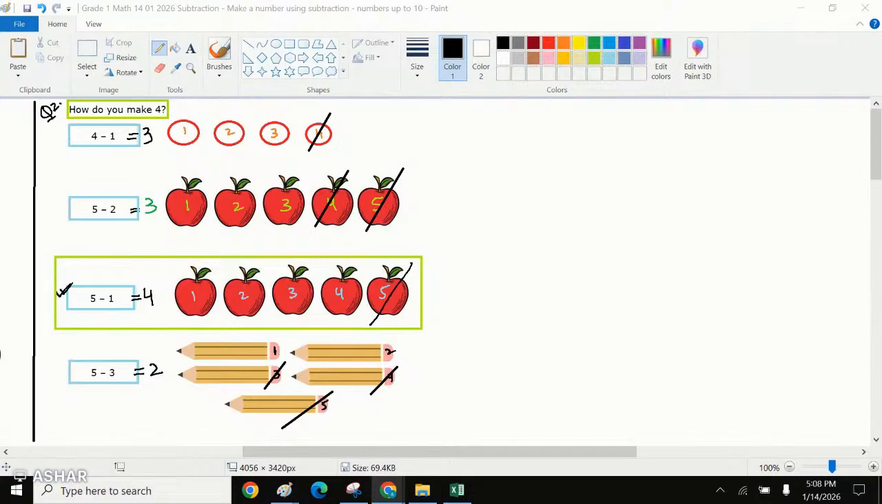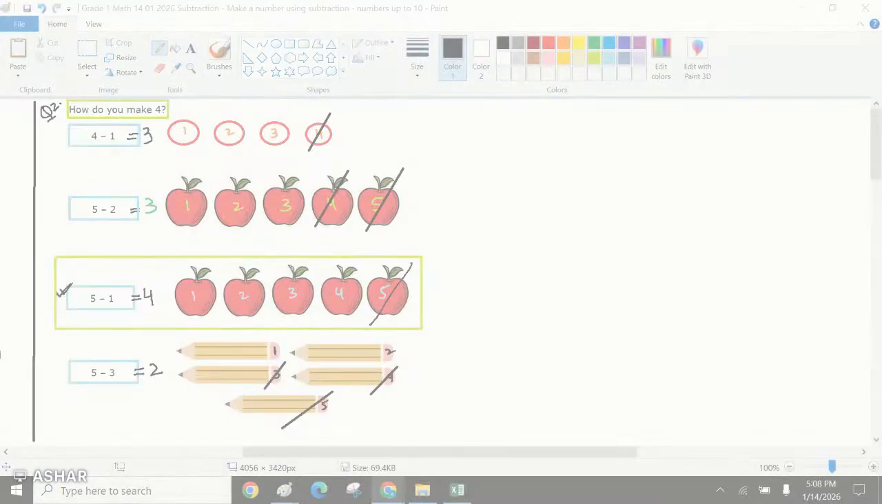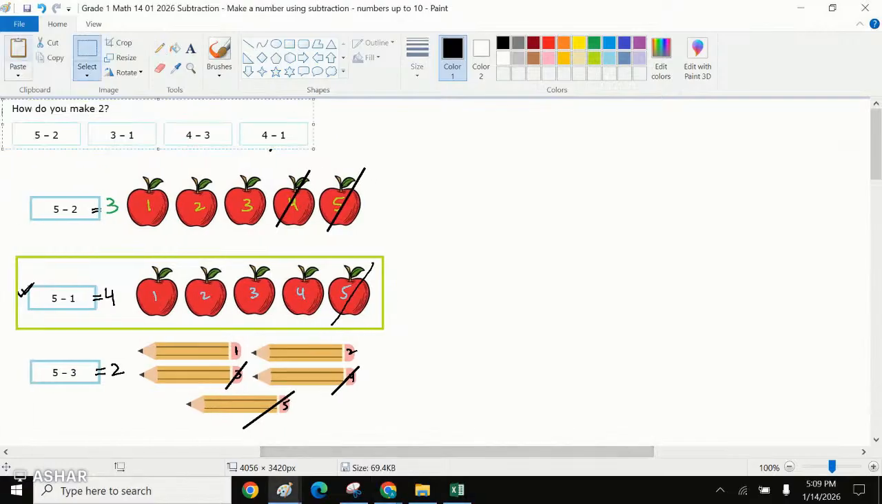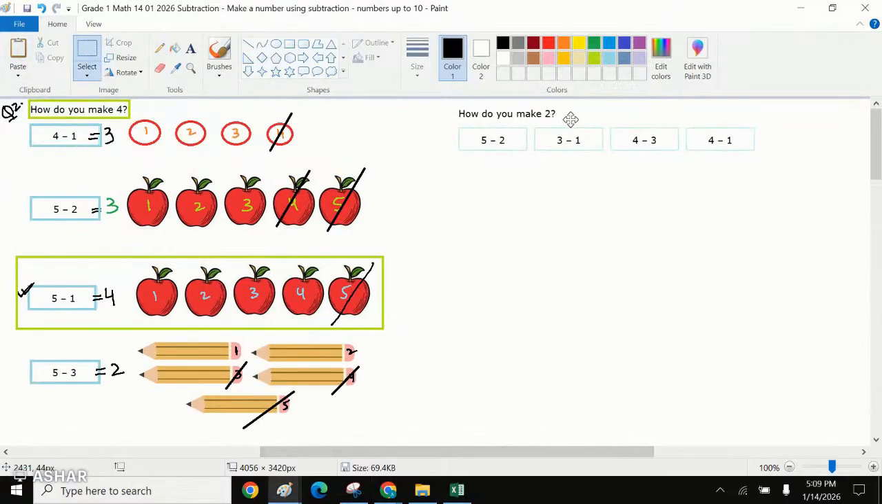The next question says, how do you make a 2? Let's see how we can create a 2. Just a minute, I'll just copy it on the screen. For question number 3, this is the given question to us. And let me just align this over here.